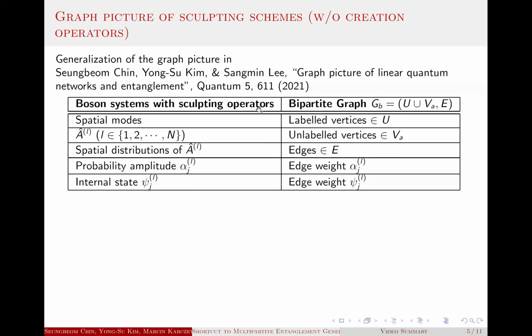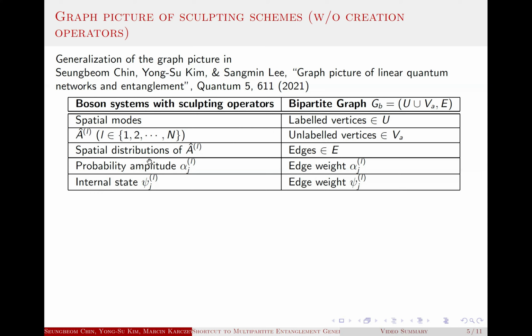But for our current goal, it is enough to provide the correspondence relations of sculpting operators with bipartite graphs, because sculpting operators contain all relevant information in generating multipartite entanglement. As you see in this table, spatial modes correspond to labeled vertices in bipartite graphs, and boson subtraction operators correspond to unlabeled vertices. They are unlabeled because they are identical with each other.